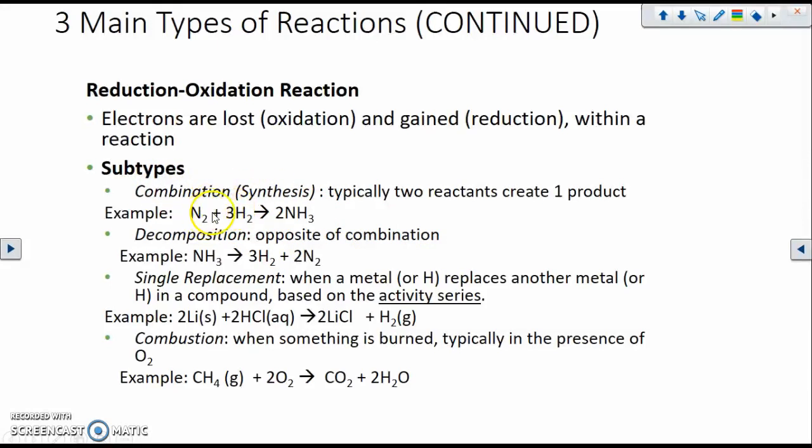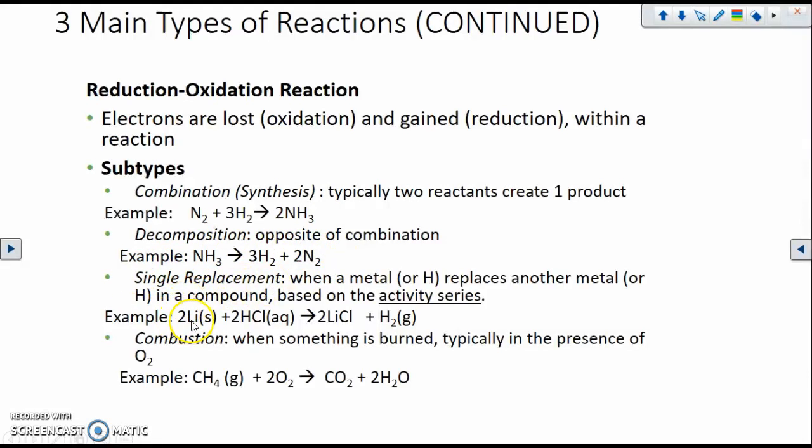Combination is you get 2 species and you end up with 1 species at the end. The opposite of combination or synthesis is decomposition. You start with 1 species, you end up with 2 species, right? 2 individuals married, couple divorce. All right, worst analogy ever, but I'm going to use that anyway.